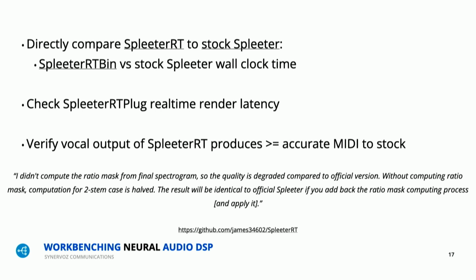You can say the biggest optimization here, if you're working in neural audio, is not saving the stage of the ratio mask for the final spectrogram. So that saves a lot of compute. And of course, the quality is lower, but in this case, we don't really care about the audio quality. We just are interested in whether we can get good MIDI at the second stage.